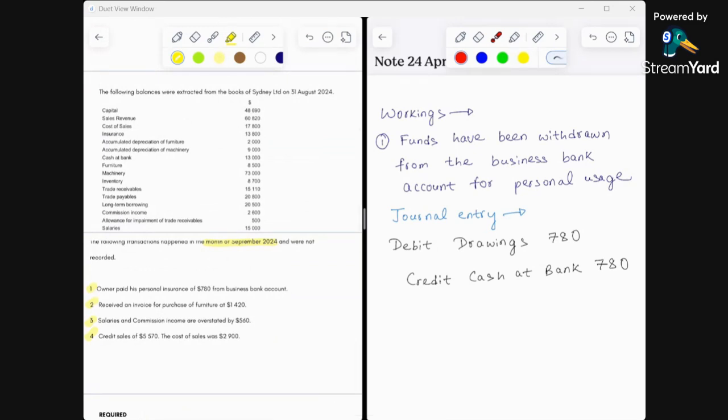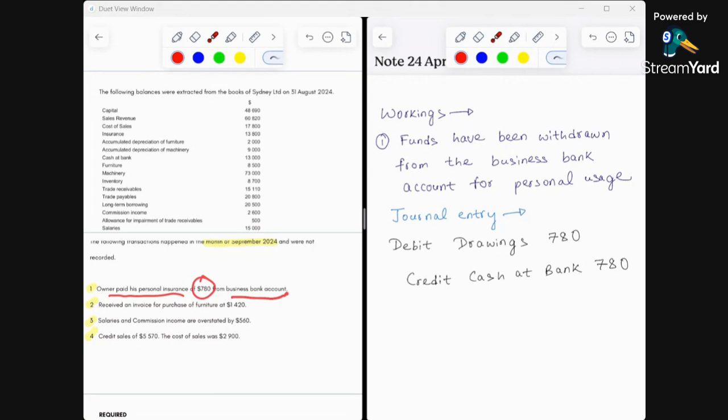Let's first look into the transaction we have got here. Owner paid his personal insurance of $780 from the business bank account. This is actually referring to funds which have been withdrawn from the business bank account for personal use. The question clearly mentions personal insurance. Therefore, we can confidently say that this is drawings, specifically the drawings of funds available in your bank account.